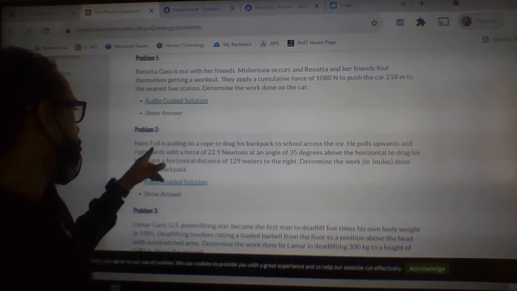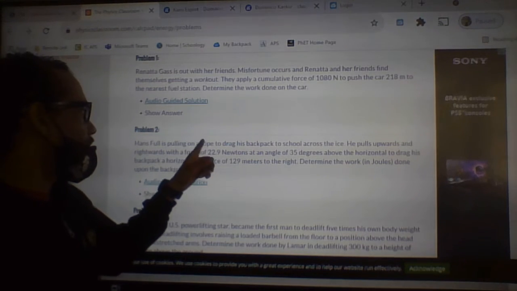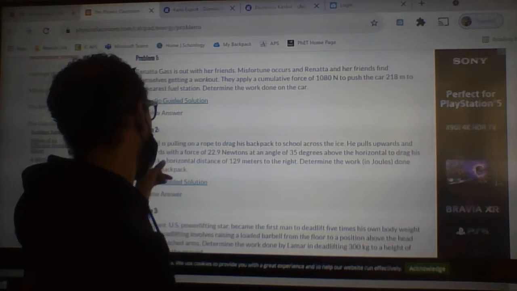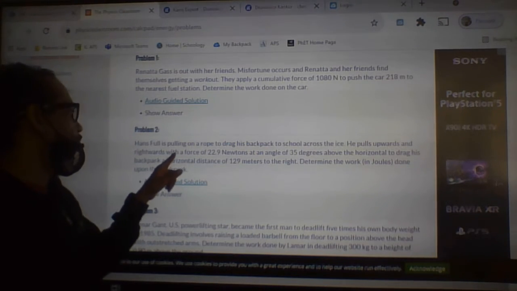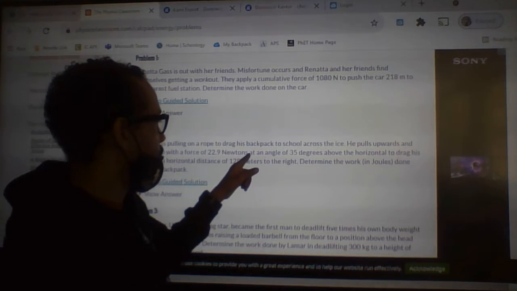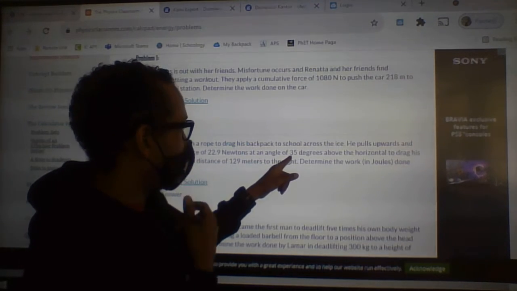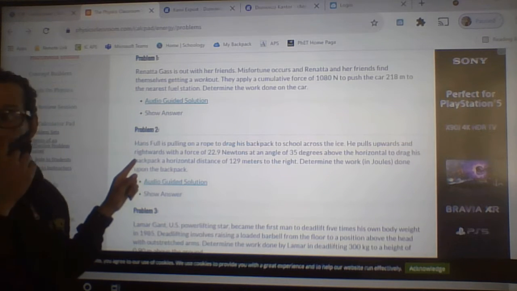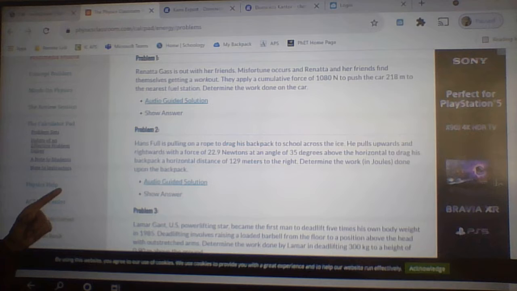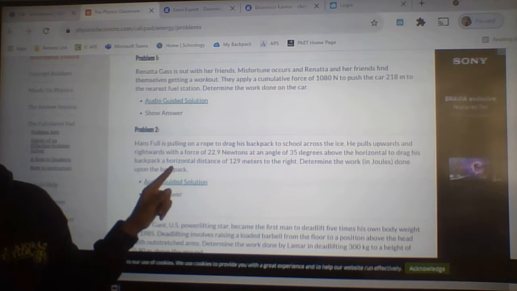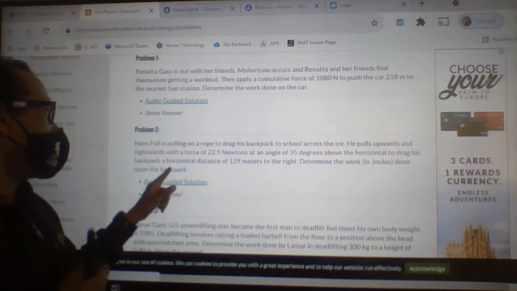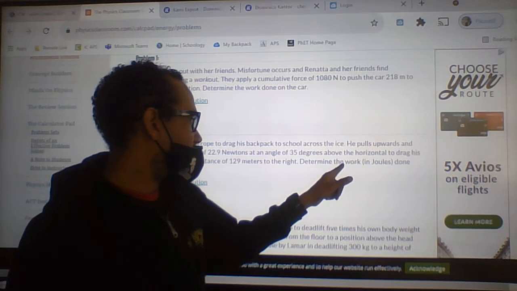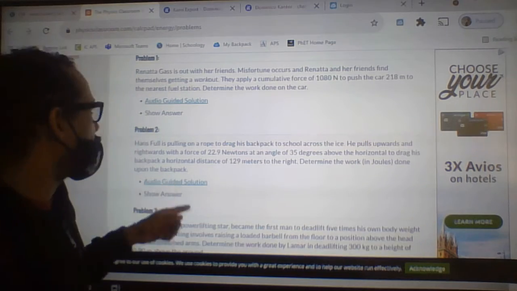we have Hans Full pulling on a rope to drag his backpack to school across the ice. He pulls upward and rightwards with a force of 22.9 newtons at an angle of 35 degrees above the horizontal to drag his backpack 129 meters, and determine the work done upon the backpack.